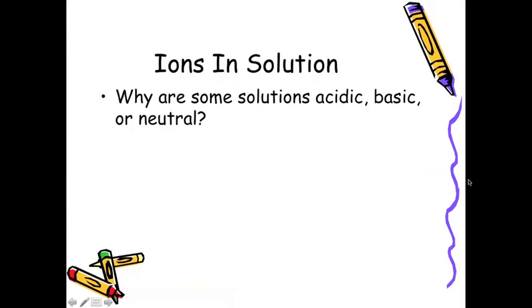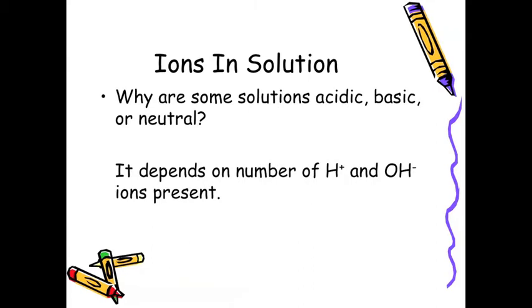All right, now I'm going to go through a few slides that may not really look like they have anything to do with your homework, but I'm going to cover them now anyway. When ions are in solution, you can ask the question, why are some solutions acidic, basic, or neutral? So we were talking about ions with K, OH, and other things like that. So what determines whether it's acidic, basic, or neutral? It all depends on how much H+ and how much OH- are present in the solution.